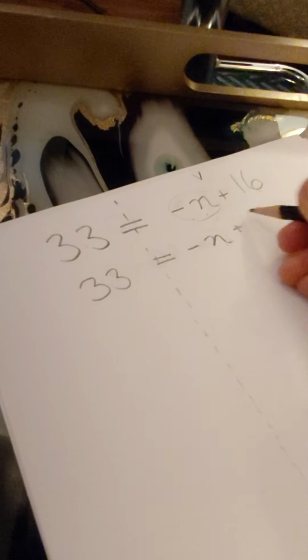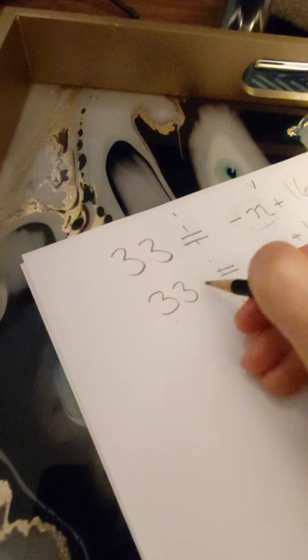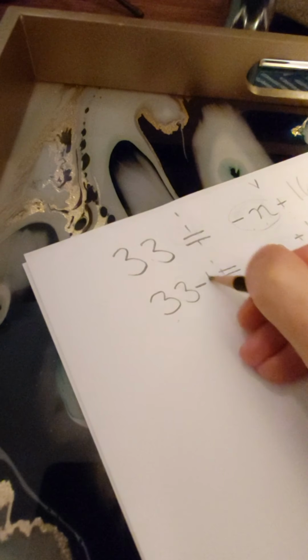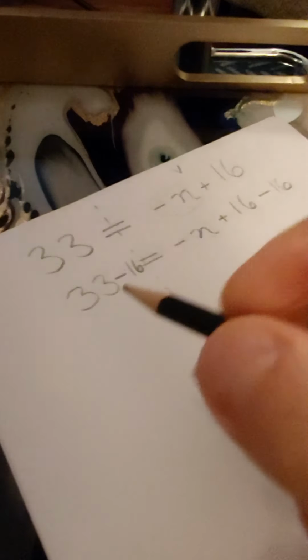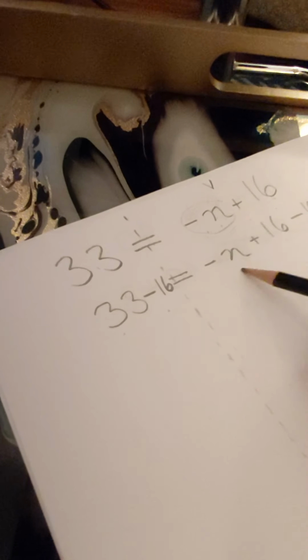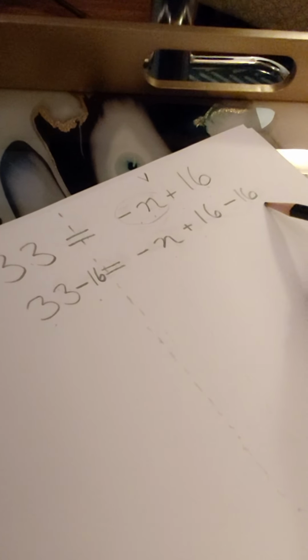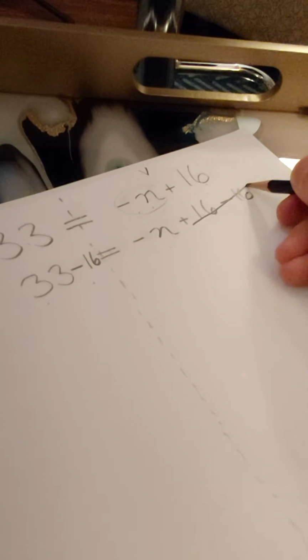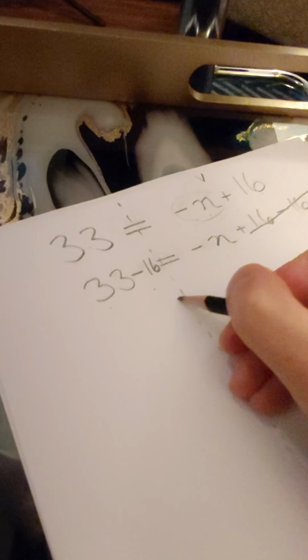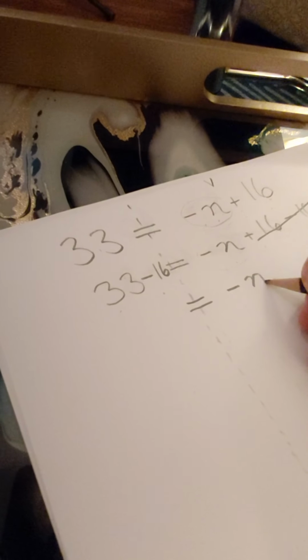Negative n plus 16 minus 16. Okay, all good? No, not yet, because we have to go back to the first side of the equation. I didn't leave much room here, but I have to take 16 away from this side of the equation. 33 take away 16 equals negative n plus 16 minus 16. I know it's very confusing, okay? But the most important thing is we know that 16 take away 16 will equal 0. That's what we wanted. We wanted to get rid of that from that side of the equation, which leaves us with just negative n.